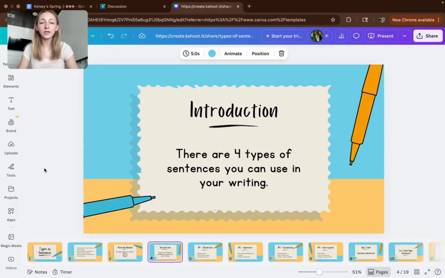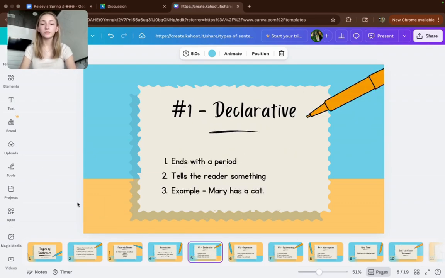So there are four types of sentences that you can use in your writing. The first one is declarative, and this type of sentence ends with a period and it tells the reader something. So an example of that might be, Mary has a cat. That's a sentence that ends with a period and it tells us something.